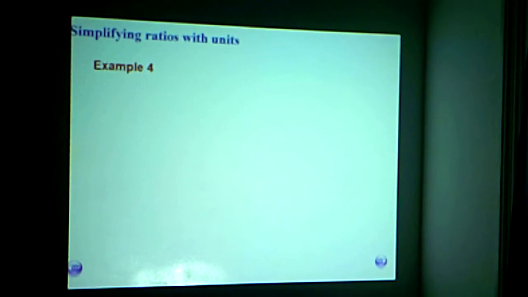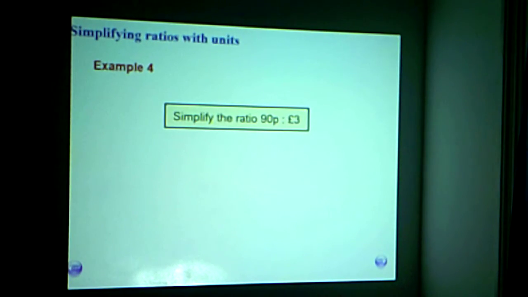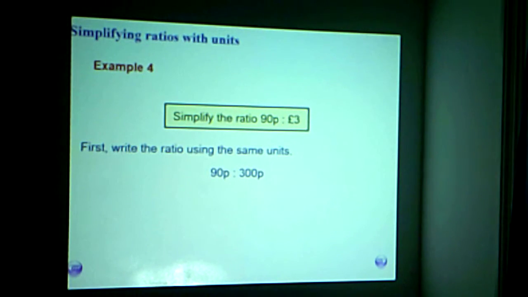Simplifying ratio with units. If the ratios have units, how do we simplify them? For example, 90p to £3, we have to simplify this. First, we write the ratio using the same unit. So we need to change the pence and the pounds into the same unit. We've decided to make them in pence. So 90 pence to 300 pence. 100 pence in a pound, so 3 pounds is 300 pence.